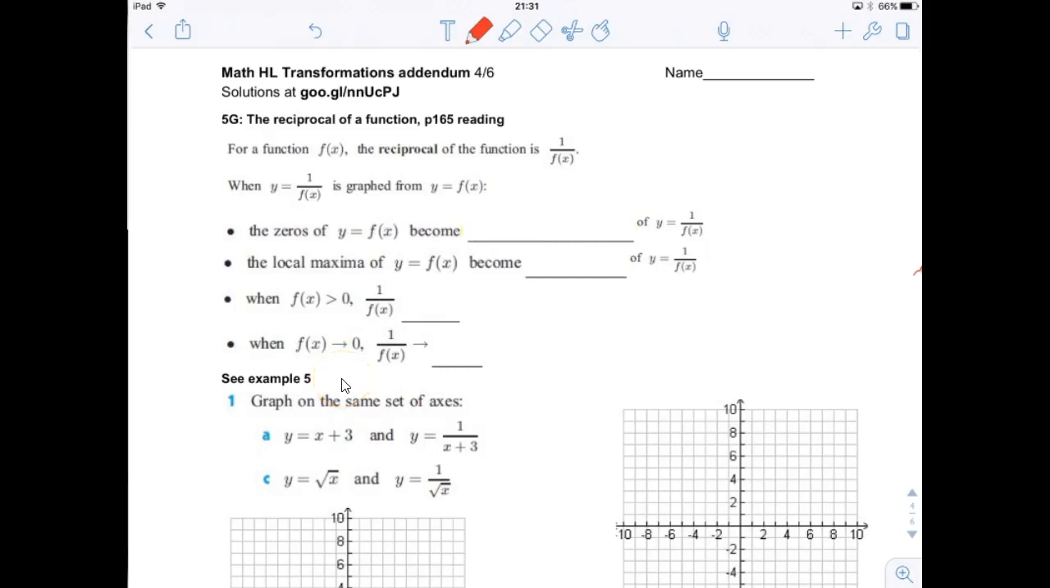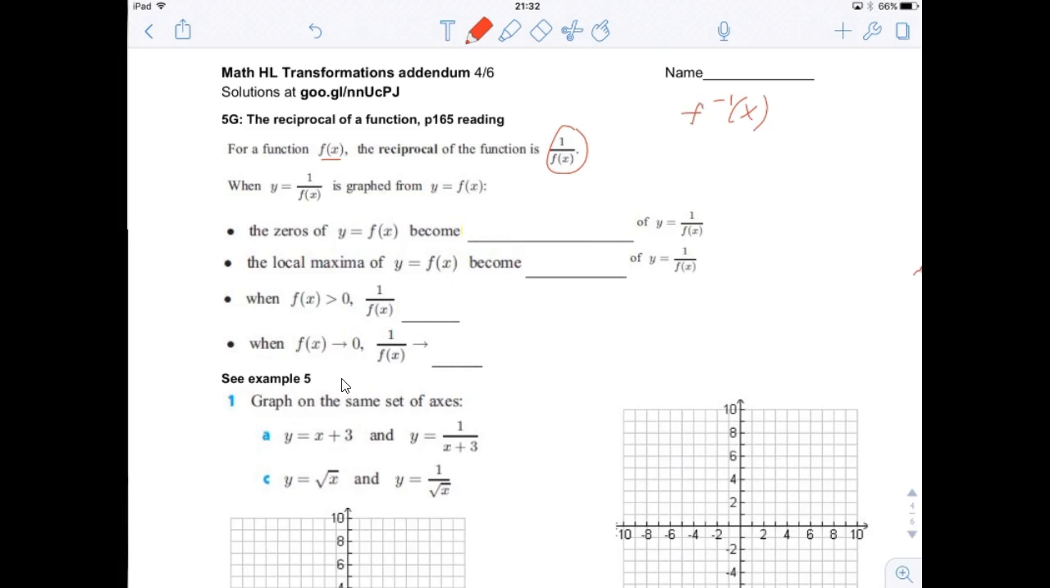Page 4 of Transformations Addendum, the reciprocal of a function. For a function f of x, the reciprocal of the function is 1 over f of x. You notice that this is not the inverse function, which is expressed as f inverse x. The inverse function is not 1 over the function.